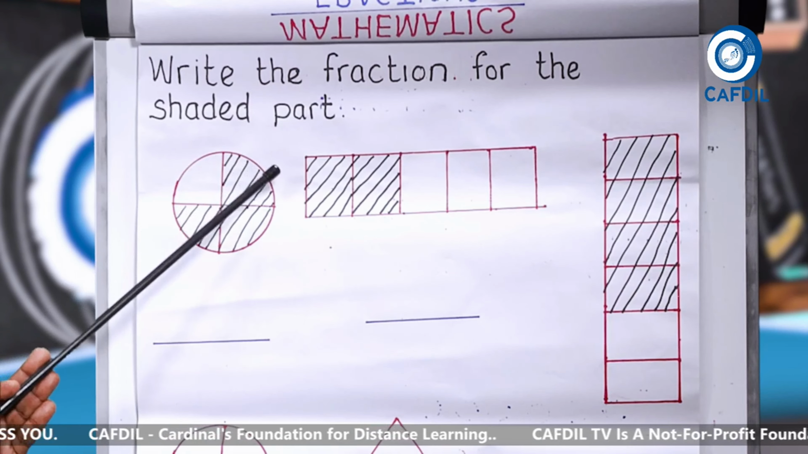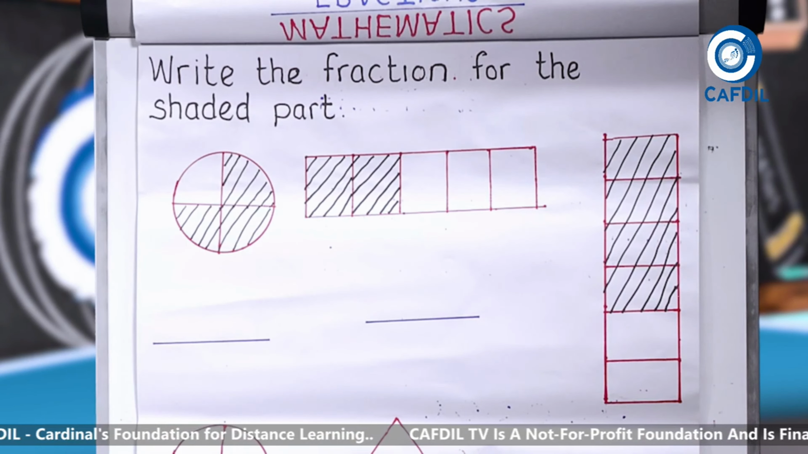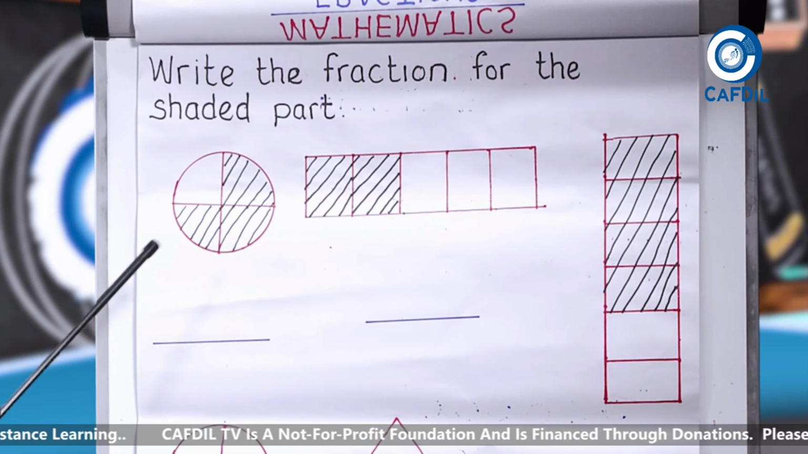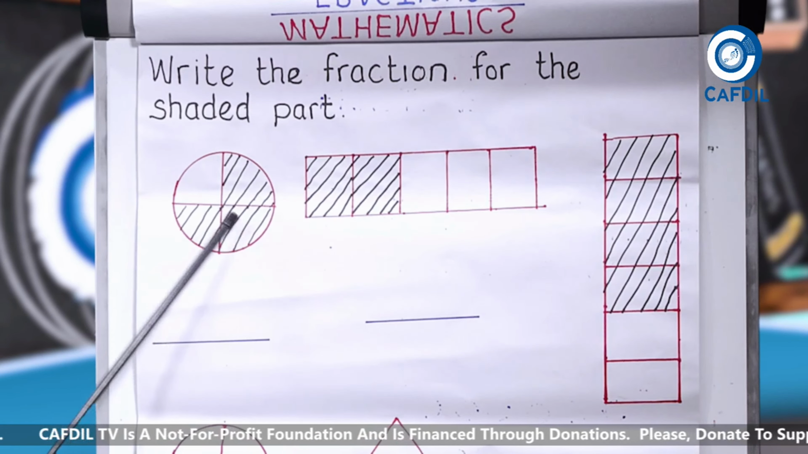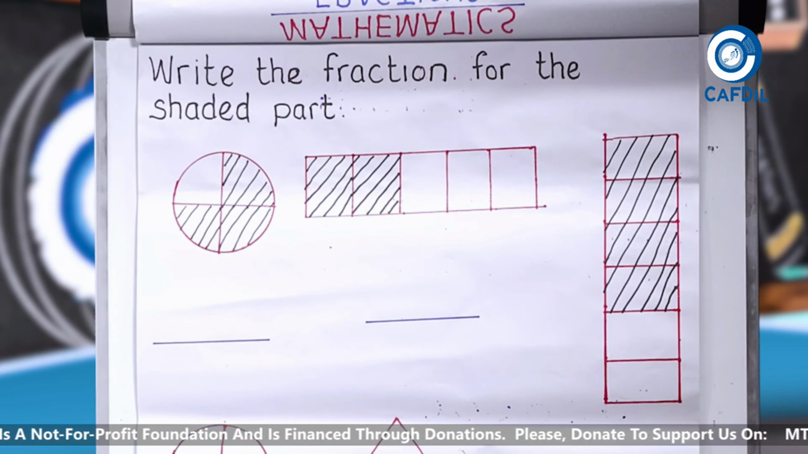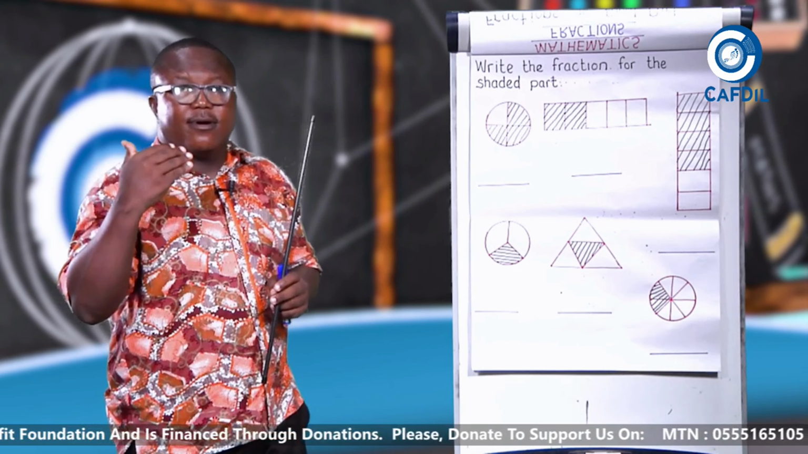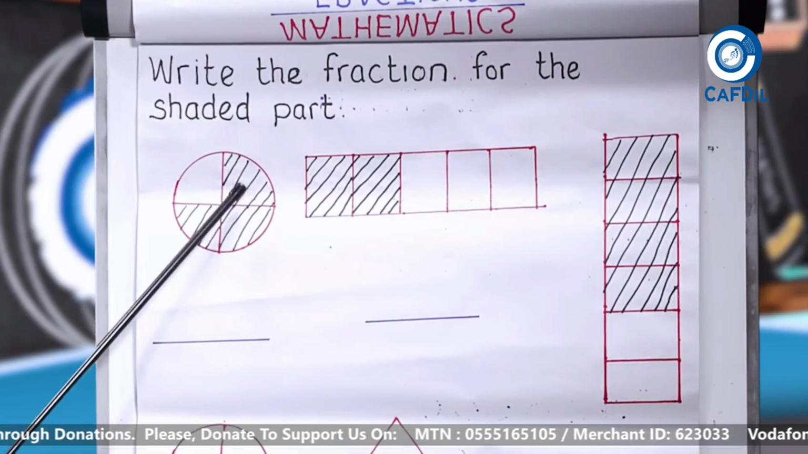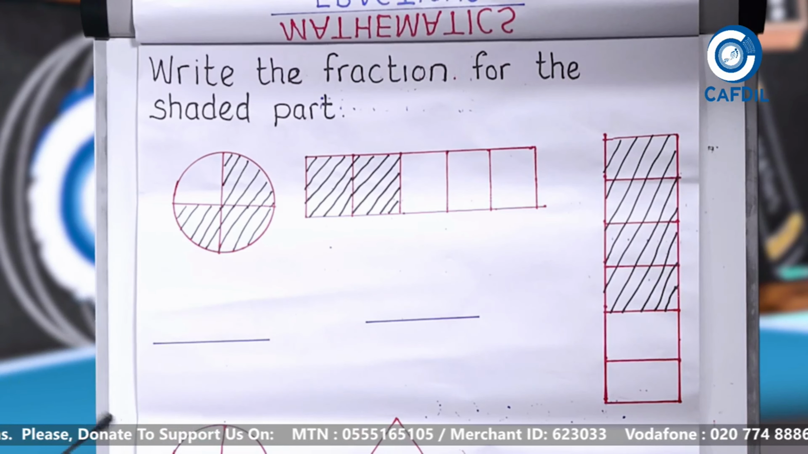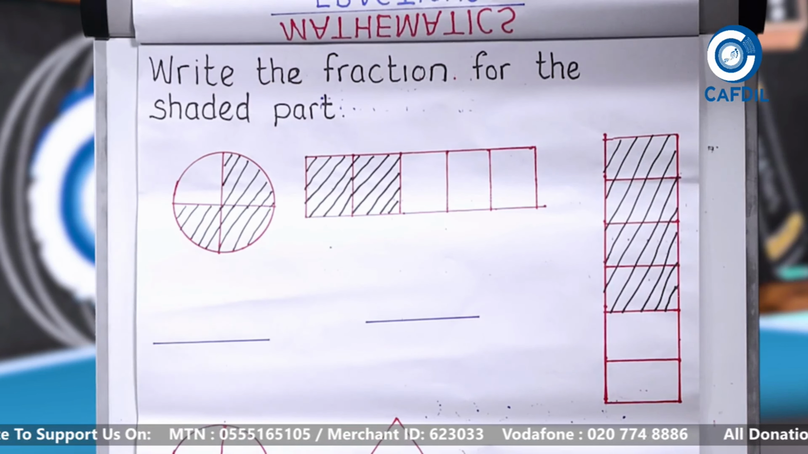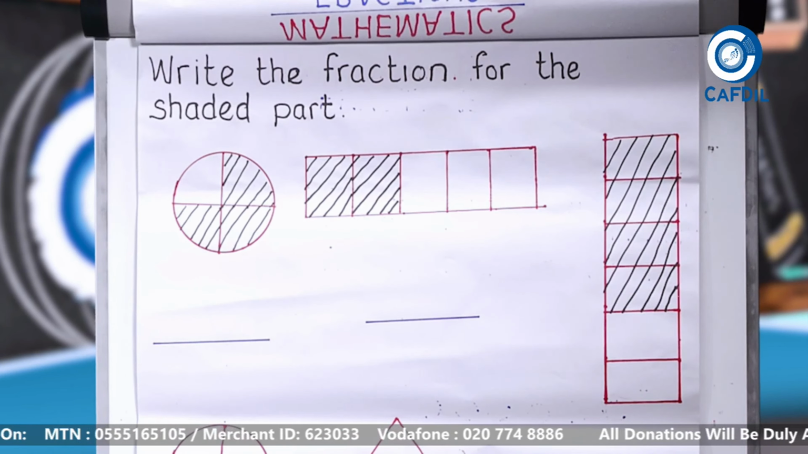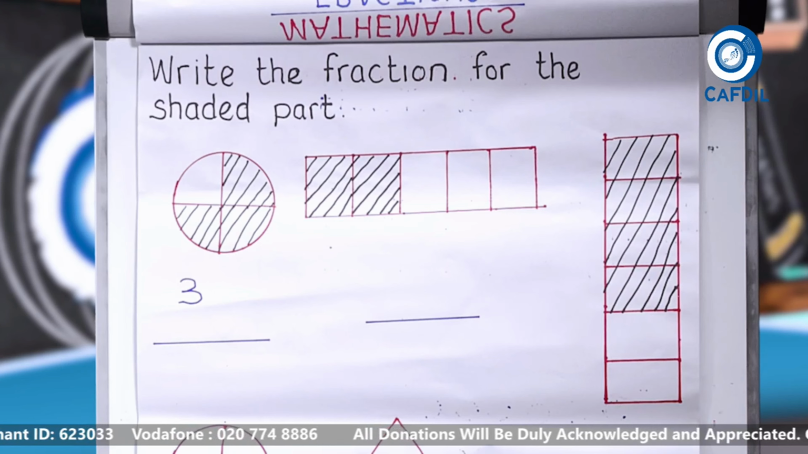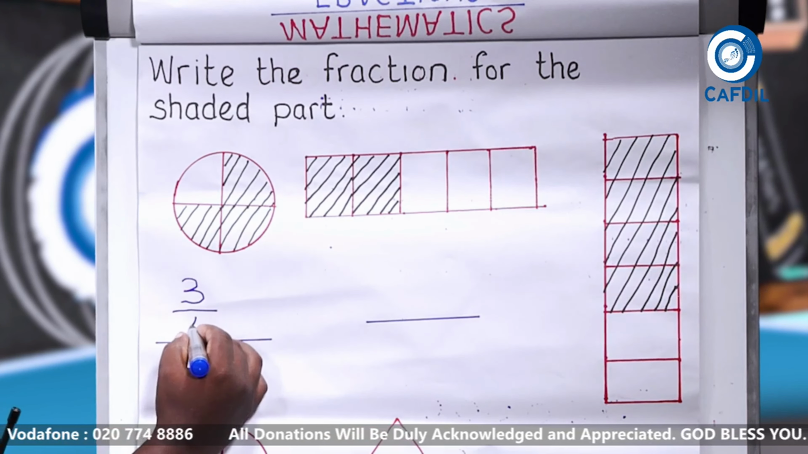So we want to write the fraction for the shaded part. So here you are supposed to first consider the number of equal parts. And how many? 1, 2, 3, 4. So how many of them have been shaded? Let's count. We can see 1, 2, and then 3. So it means that 3 parts has been shaded. So when you are going to write fraction for this, it's going to be what? 3 out of what? 4.